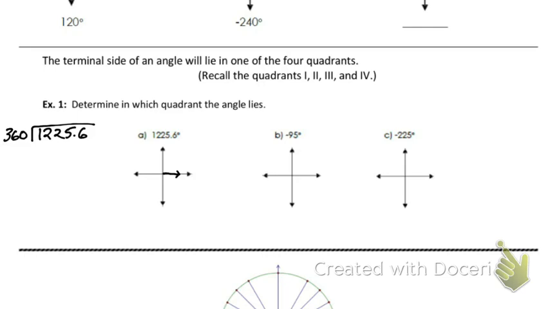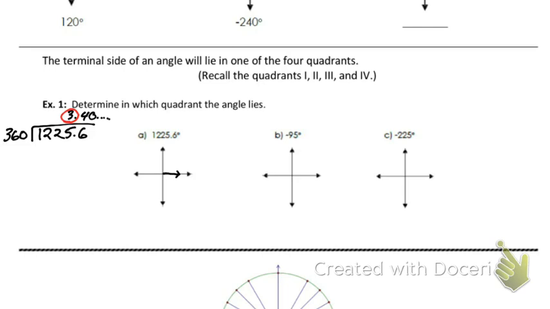Did you already get it, Chris? It's 3.40, something around there, right? Yeah, it's more decimals. But what I really care about is this 3, because that means there's 3 full rotations and then something extra.